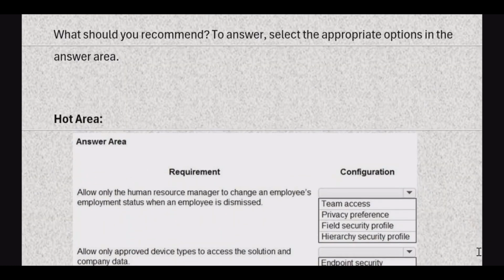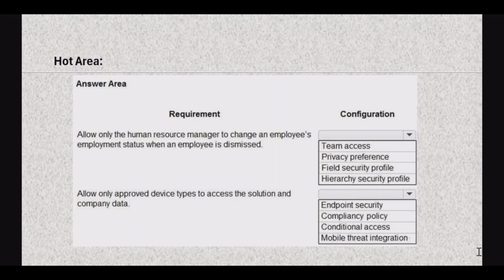Please have a look at the hot area. The requirement is: allow only the human resource manager to change the employee's employment status when the employee is dismissed. The options for the configuration are: team access, privacy preference, field security profile, hierarchy security profile. Our second requirement is: allow only approved device types to access the solution and company data. The configuration for this is: endpoint security, compliancy policy, conditional access, mobile threat integration.